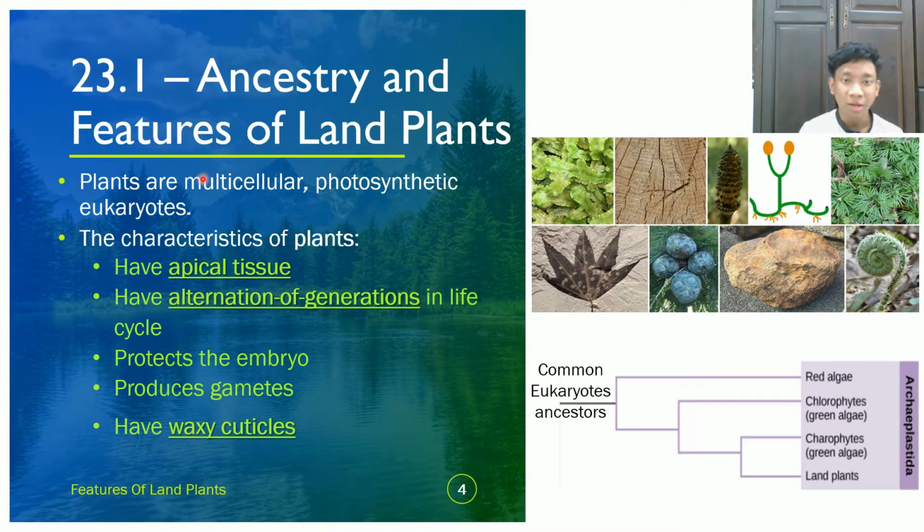Plants are multicellular photosynthetic eukaryotes. The characteristics of plants are that they have apical tissue that produces specialized tissue. They also have alternation of generations in their life cycle. They protect the embryo. The gametangia produce gametes. And the last one, they have waxy cuticles on their leaves to prevent water loss.